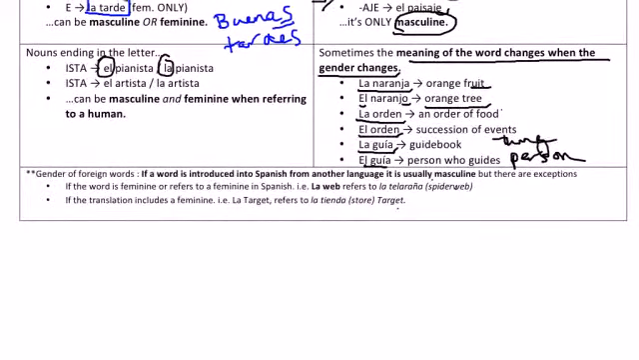Finally, at the end, I'd like to point out the gender of foreign words. If a word is introduced into Spanish from another language, it is usually masculine. However, there are exceptions. For example, if the word is feminine and refers to a feminine in Spanish, for example, la web is going to refer to la telaraña, which is feminine, and it's going to stay that way. If the translation includes a feminine, for example, la Target, Target is a store, and the word for store in Spanish is tienda, and that is feminine. So, as an abbreviation, people might say la Target.